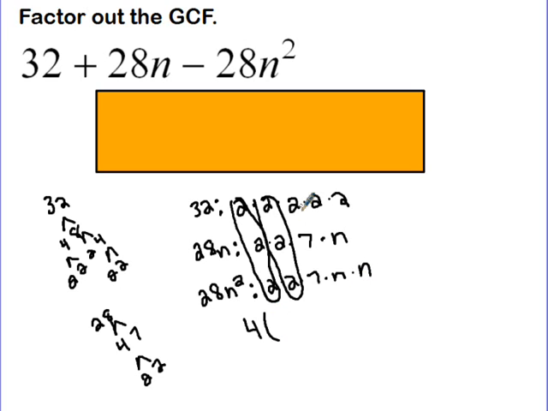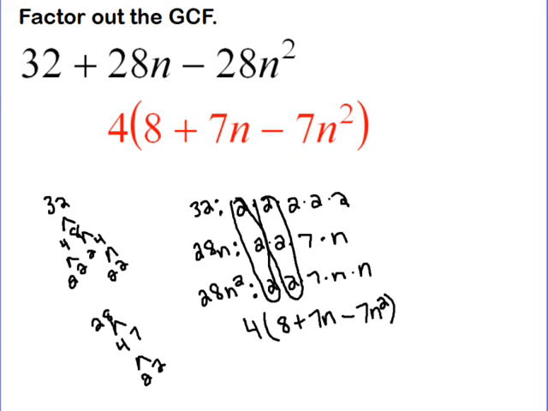So let's put this stuff back together. 2 times 2 times 2. Well, that would be 2 times 2 is 4. Times 2, this would be 8. In this term, I'd be left with 7n. And it'd be a positive because that's what the sign was in the original problem. And the last one would be a minus 7n squared. So let's see if that matches our answer. Yes, it does. Alright, the next one.